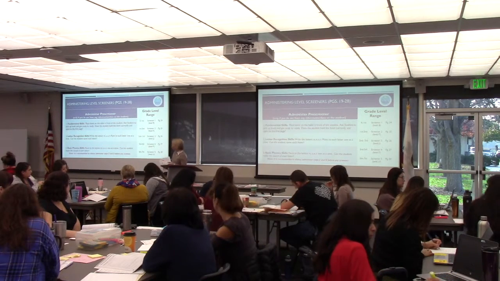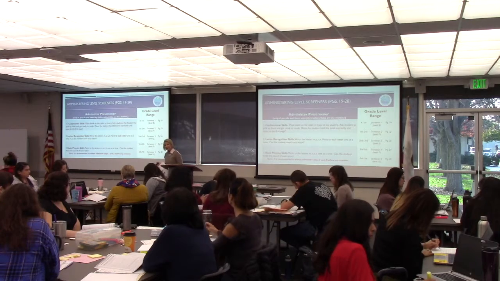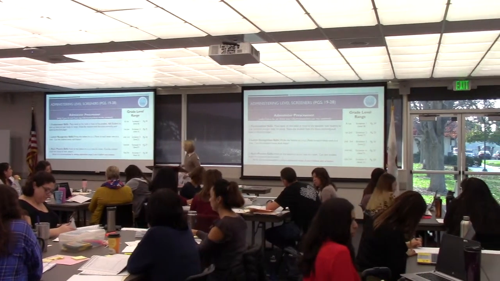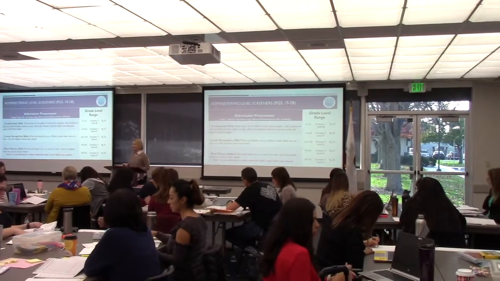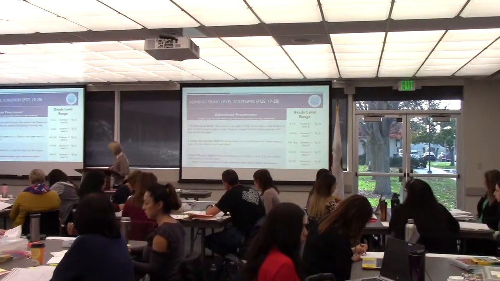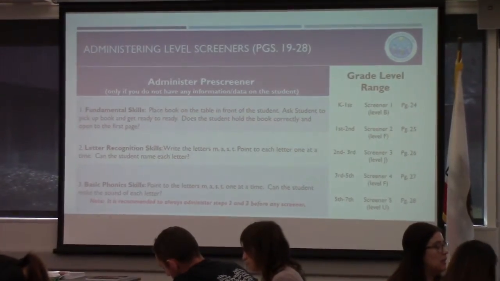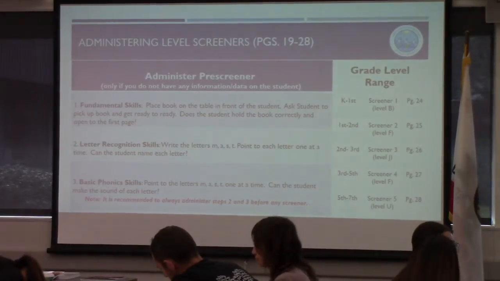Screener 1 is for K-1. Screener 2 is for 1st through 2nd grade. Screener 3 is 2nd to 3rd grade. Screener 4 is 3rd to 5th grade. And screener 5 is 5th to 7th grade.